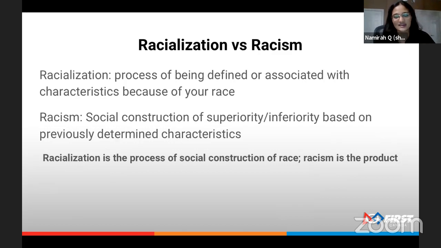I think that this connects to what Mahak was talking about in terms of a process or a state, where racialization is this whole process of being defined by some characteristics because of your race. So these could be physical characteristics, or they could be more like your personality, for instance, but it's really just based on one part of your identity. It's revealing this process instead of just being a state that's there. And then racism would be the social construction, which we can talk about in a second, of superiority or inferiority, so power relations based on these previously determined characteristics.